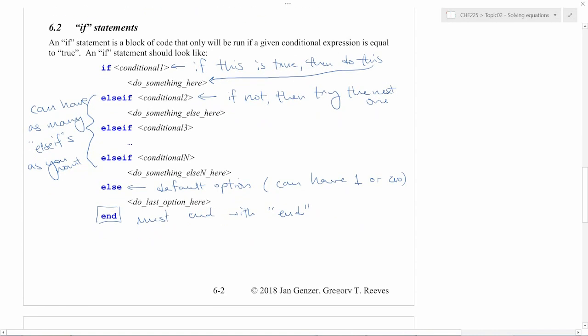So this is a pretty powerful way to do things. You can cause Matlab to execute different sets of codes depending on the situation that you're in. And one thing to note, this is very important. As soon as one statement is true, starting from the top down, you stop looking for true statements.